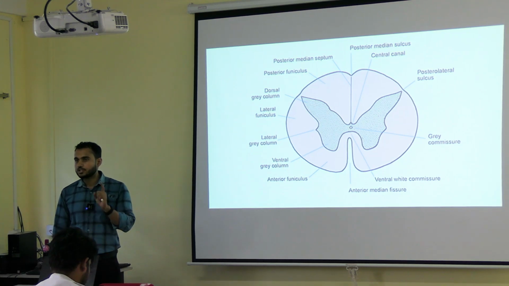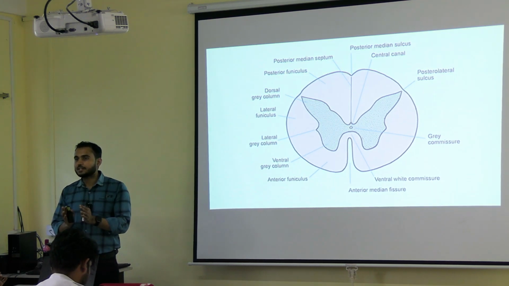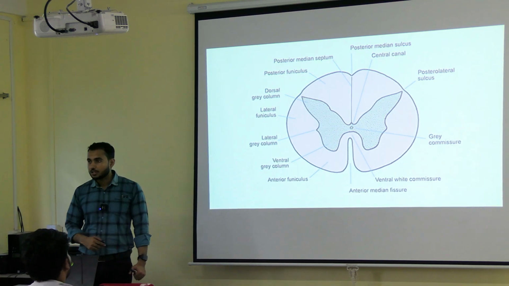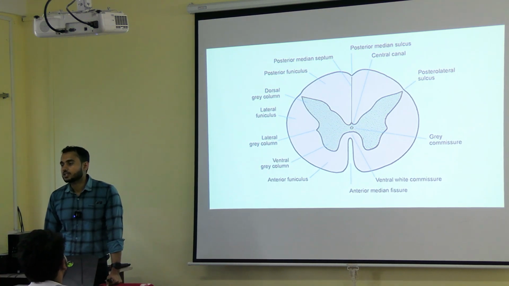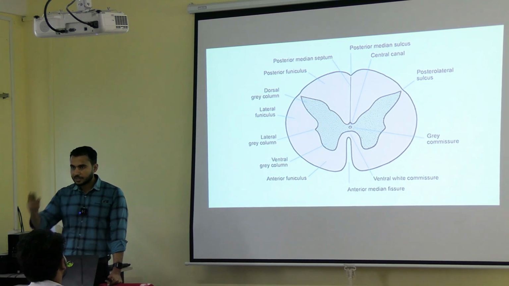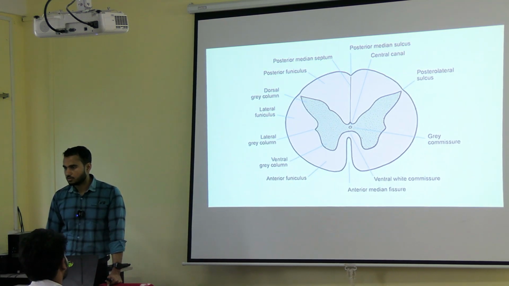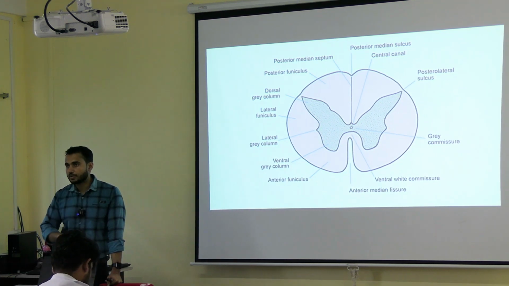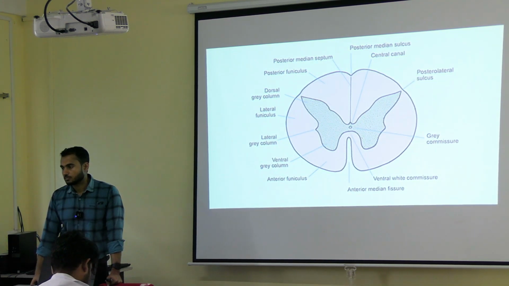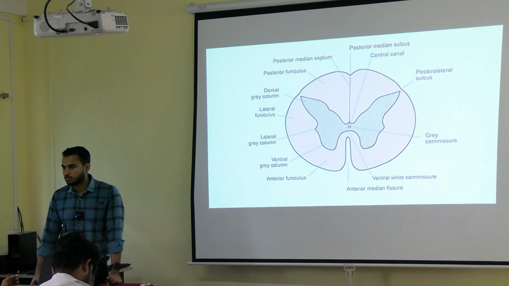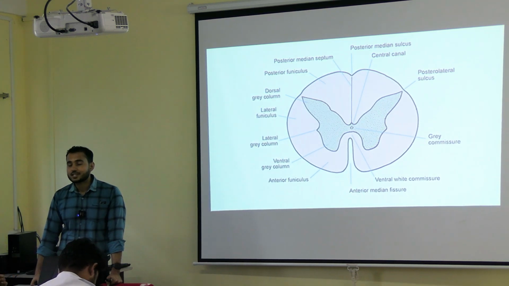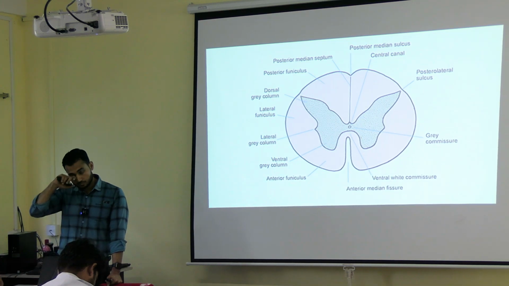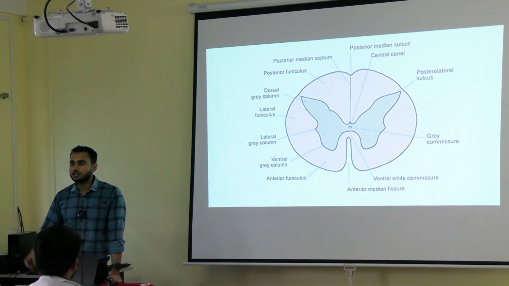Here what you have to know, the first point is the center part is made up of gray matter. So this is the central part which is made up of gray matter, H shaped gray matter or butterfly shaped gray matter, ठीक है, and the peripheral part is made up of white matter. Now the question is, जो central gray matter है उसमें क्या रहता है और जो peripheral white matter है उसमें क्या रहता है? What is present in the central gray matter and what is present in the white matter?